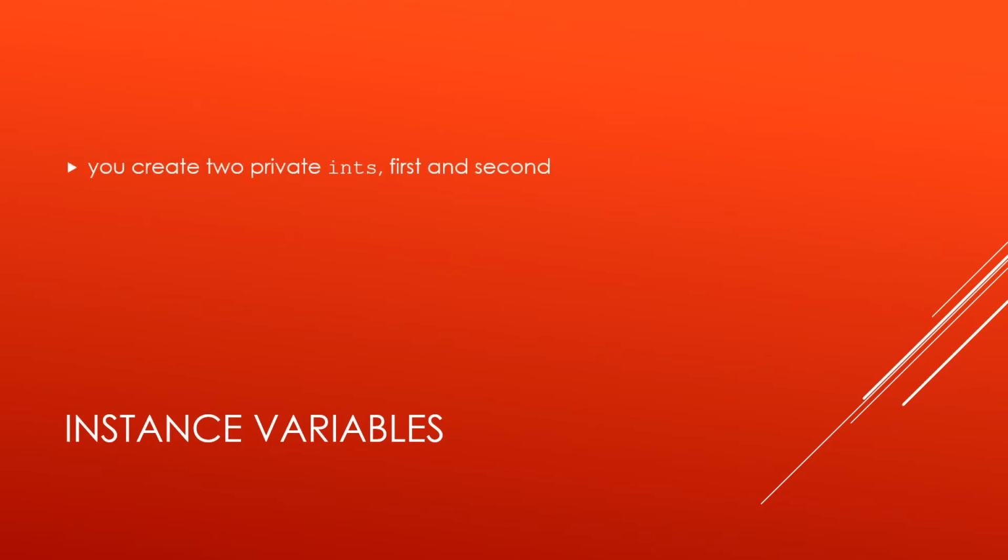So for your instance variables, you create two private ints, first and second, and you'd write like that. So private int first, second, and that's initializing the first and second variables as ints, and they are also private.